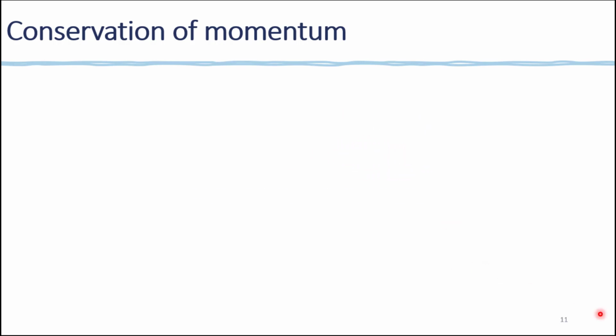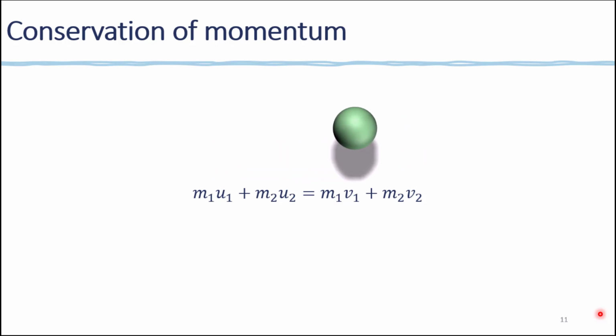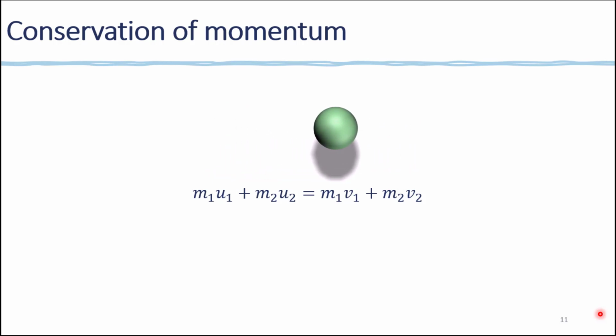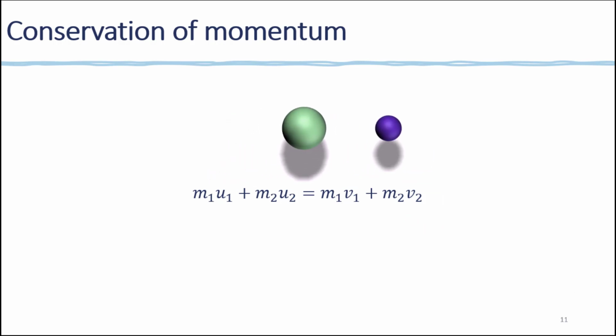So let's bring back our conservation of momentum equation. This equation here is not enough if we want to solve for the two unknown post-collision velocities, right? We've got two unknowns now in our equation because both objects are still moving after the collision. So we need two equations for two unknowns.